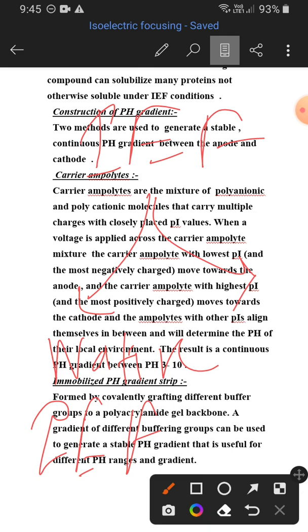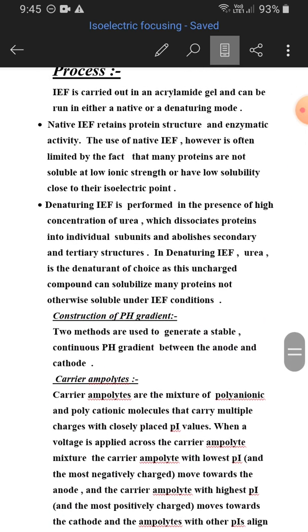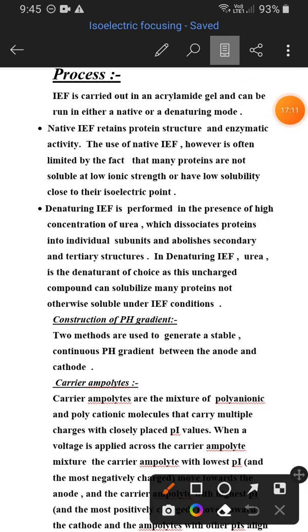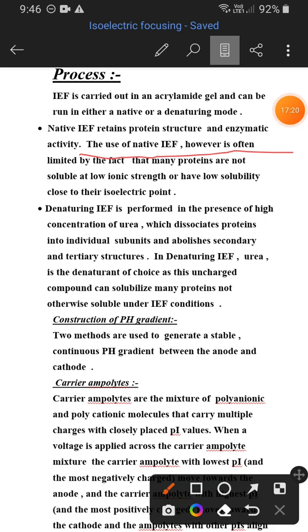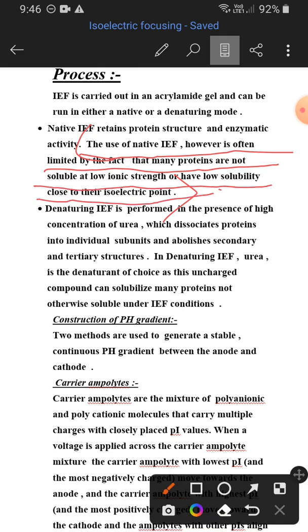Okay, so instead we use denaturing IEF, where we use a high concentration of urea. Remember one thing, urea is the denaturant of choice because urea is an uncharged compound, and this urea will bind with the proteins and solubilize them. Otherwise those proteins are not soluble under IEF condition. Remember that the use of native IEF is limited because many proteins are not soluble at low ionic strength or have low solubility close to their isoelectric point. That is the problem we are facing in native IEF.